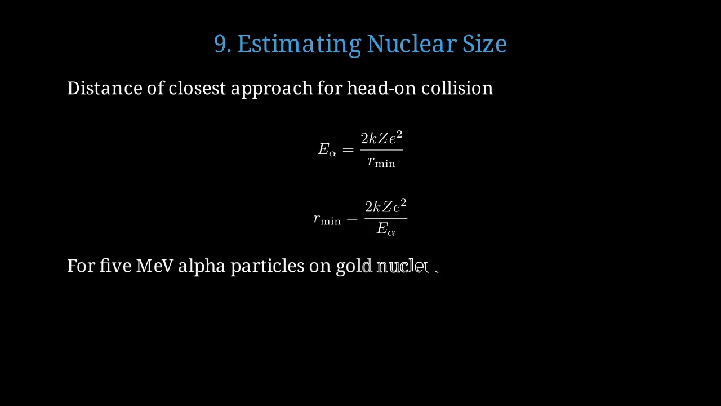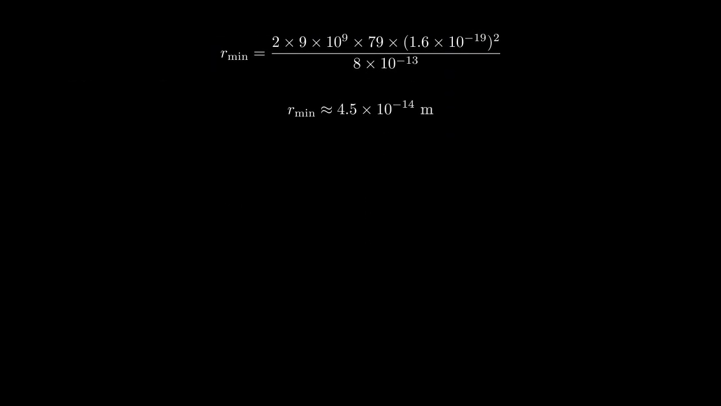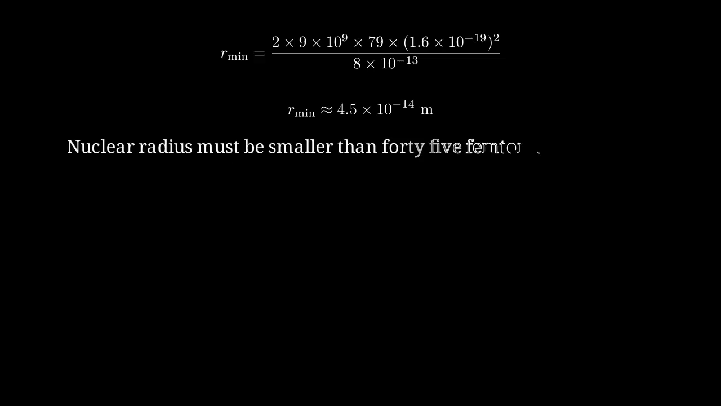Let's calculate this for 5 mega-electron-volt alpha particles scattered by gold nuclei. Plugging in, k equals 9 times 10 to the 9th, Z equals 79, e equals 1.6 times 10 to the negative 19, and energy equals 8 times 10 to the negative 13 joules. This gives R minimum approximately 4.5 times 10 to the negative 14 meters, or 45 femtometers. The nuclear radius must be smaller than this value. Modern measurements give the gold nucleus radius as about 7 femtometers.